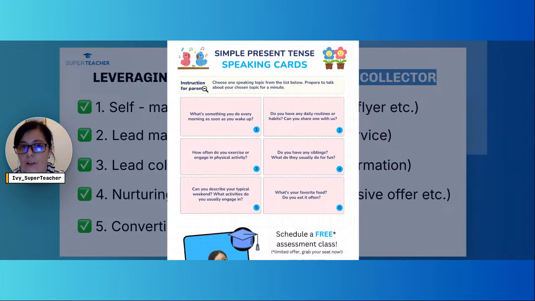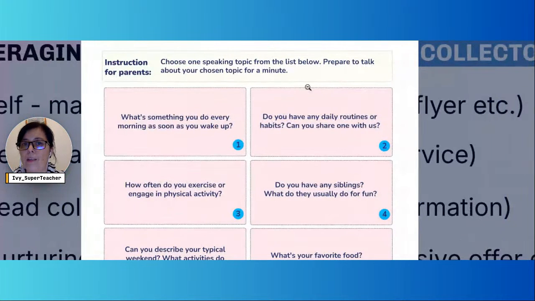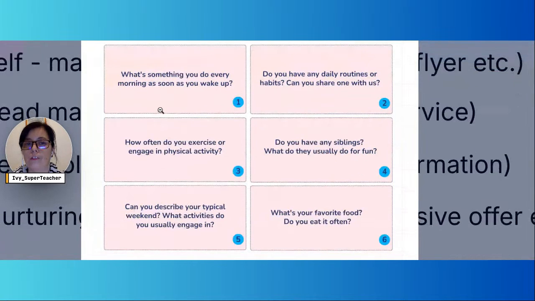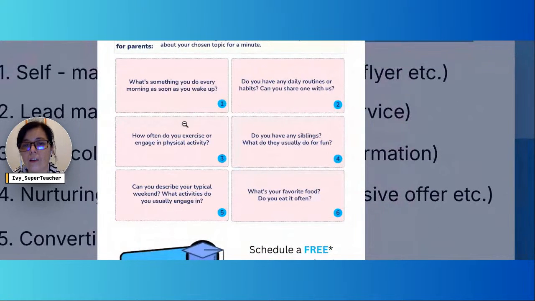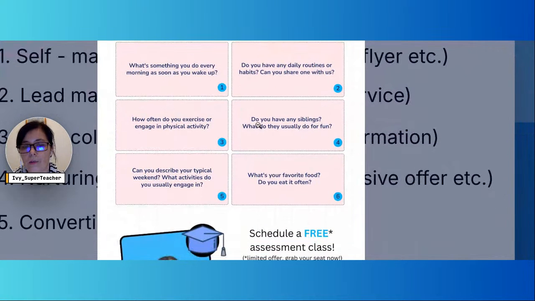I put an instruction for parents: choose one speaking topic from the list below. So this is for their own self-paced learning at home, right? To prompt the conversation. And they think, okay, this is cute. I have 6 questions to chat with my child. So this is for children.